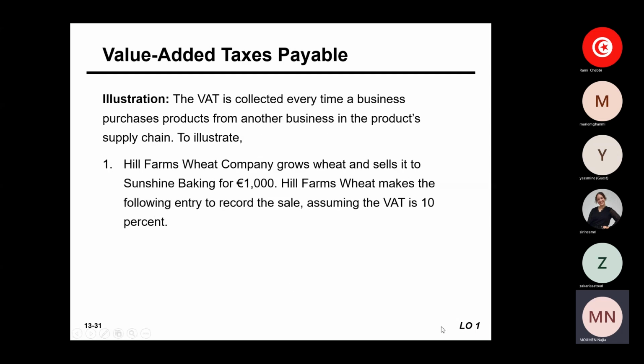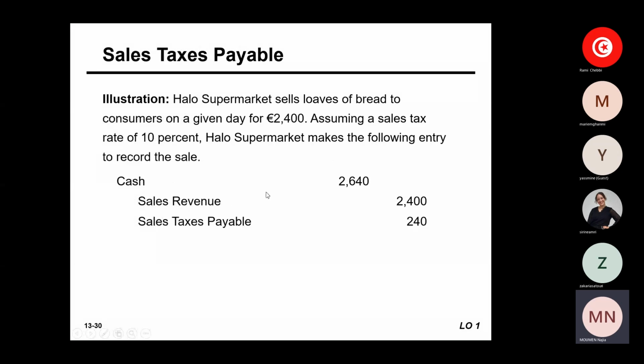But let's see the value added taxes issue. If you notice, we have only this Hello Supermarket in this situation. The seller, or the business here, is acting just as an intermediary, a third party that collects this amount of taxes from customers and remits the entire amount collected to the tax authorities.